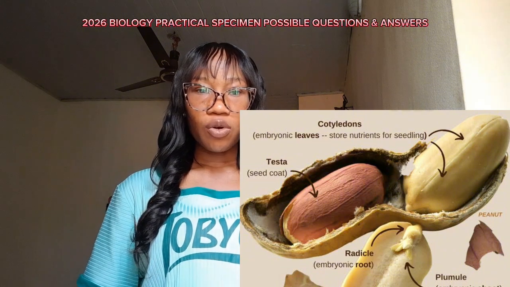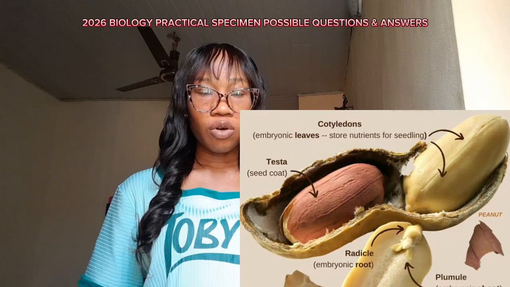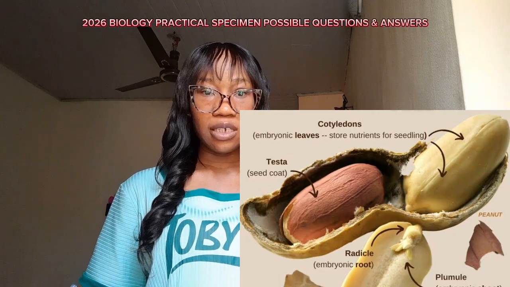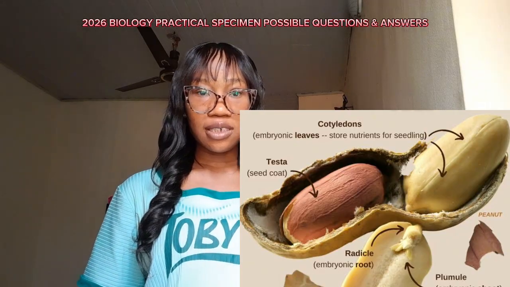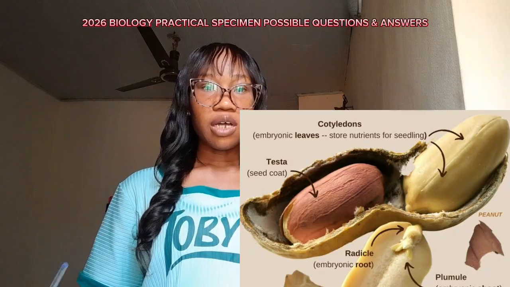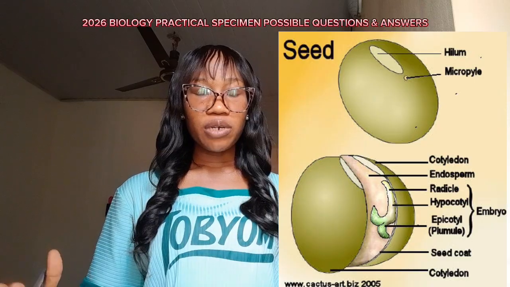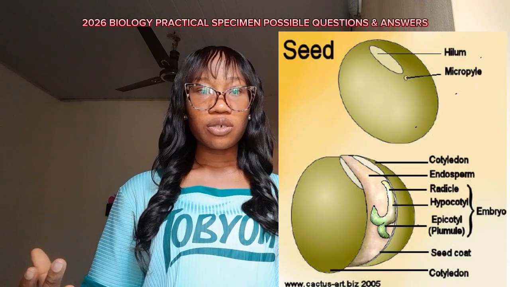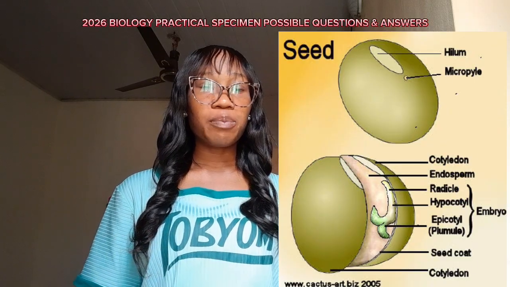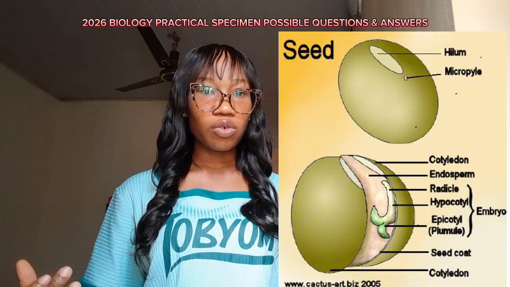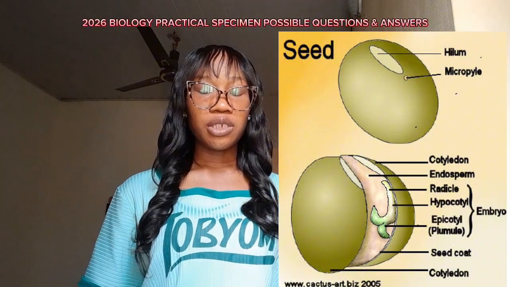Then we have the micropyle, another physical or external feature we can see. I've mentioned the seed coat or the testa, I've mentioned the hilum, and now I'm going to mention the micropyle. Now the micropyle is just an opening or a hole through which the pollen grain came in and fertilized the ovule. Then it developed into a seed.